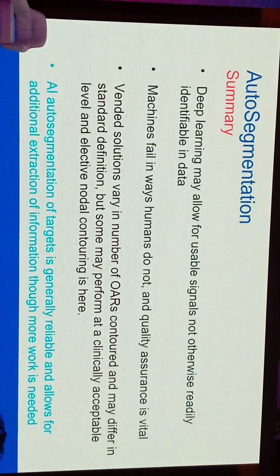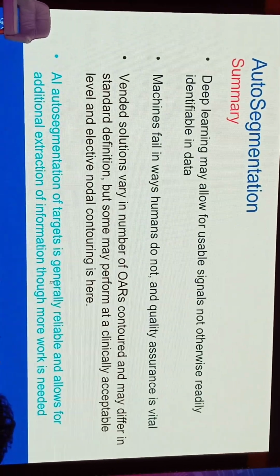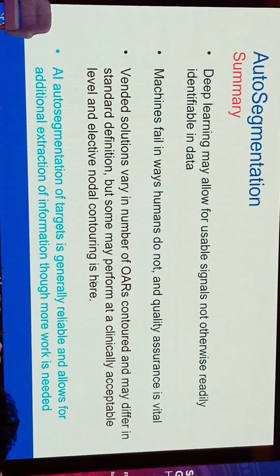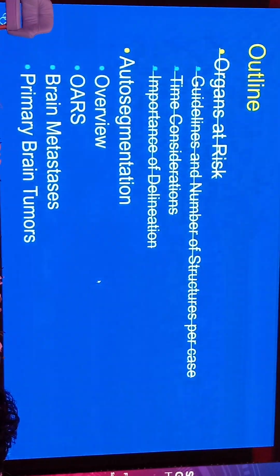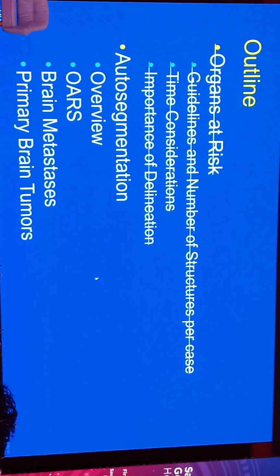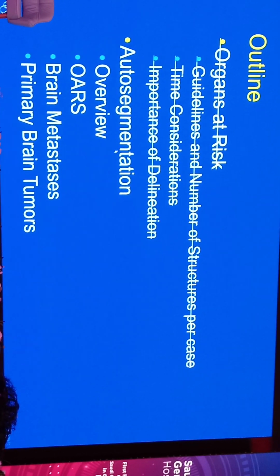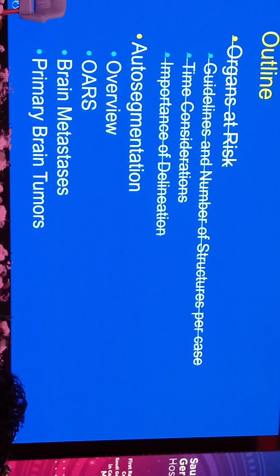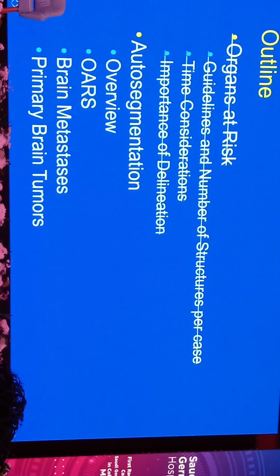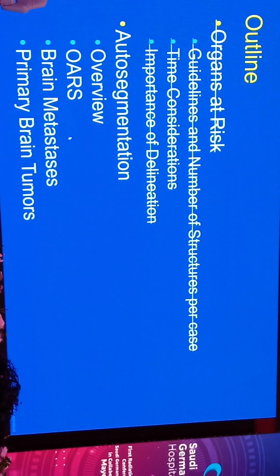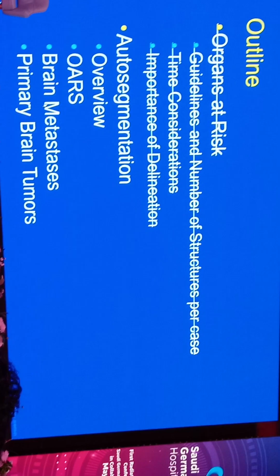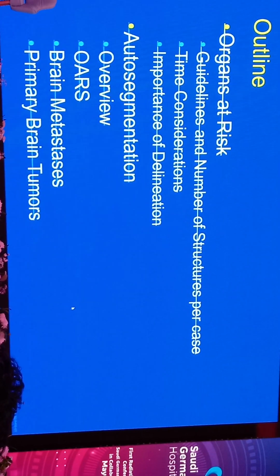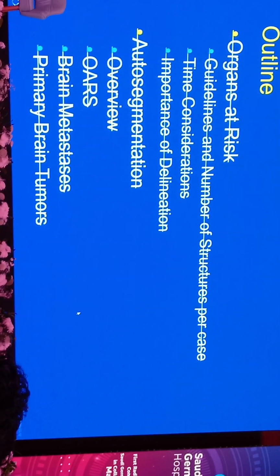So AI auto-segmentation of targets is generally reliable and allows for additional extraction of information, though much more work, as noted, is needed. So that's a very quick overview of auto-segmentation to say that yes, products are here for OARs. They do a pretty good job. We need to ensure their quality and make sure that we have a good and robust human interaction and workflow. Targets are coming online in terms of metastases as well as primary brain tumors and elective volumes. And these are going to be time savings for the clinician.